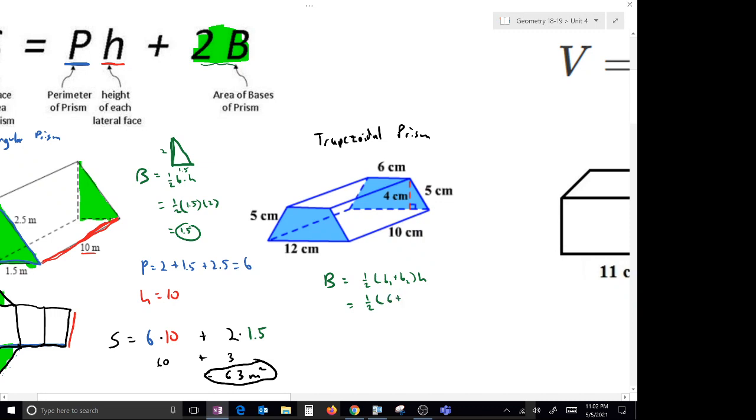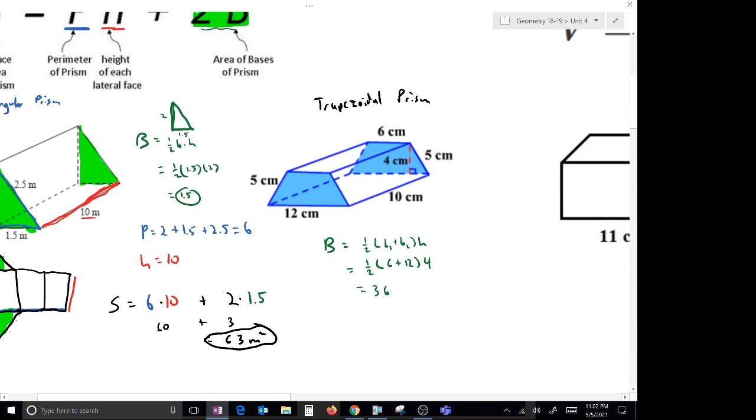6 plus 12, and the height of our base is 4, so that'd be 18, and half that's 9, times 4 is 36. Okay, so we got the area of our base.